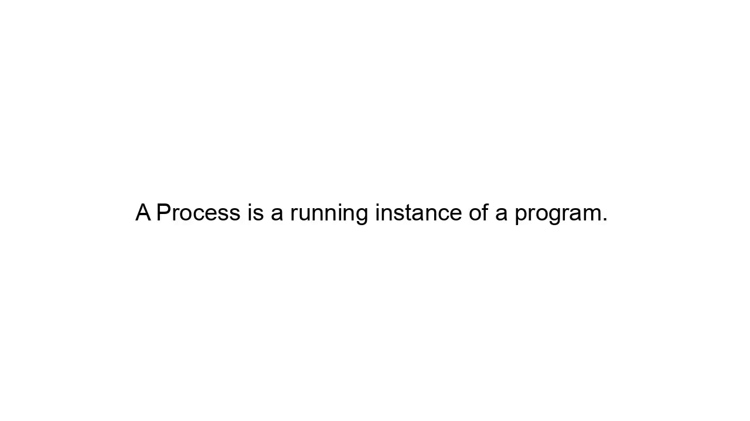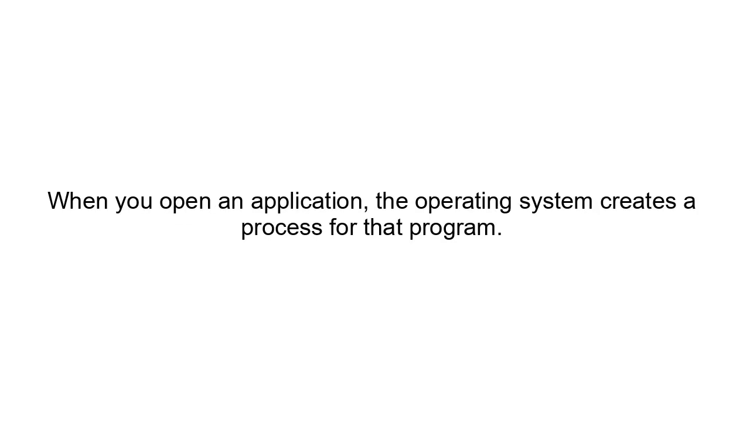What is a process? A process is a running instance of a program. When you open an application, the operating system creates a process for that program. Each process has its own memory space, resources, file handles, and execution environment. In simple words, a process is a program that is currently running.